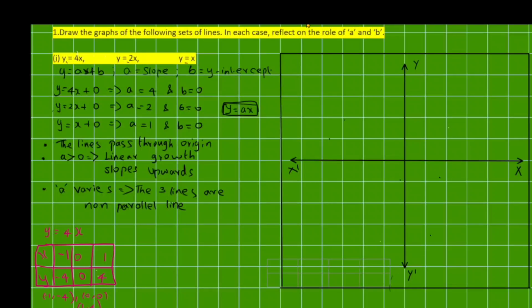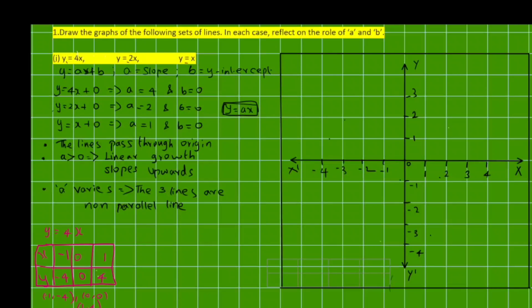Before that, mark the numbers. 1 centimeter is 1 unit: 1, 2, 3, 4. So I took my scale as 1 centimeter as 1 unit. Then this side negative: -1, -2, -3, -4. And here the negative side of y: -1, -2, -3, -4. And this is the origin.